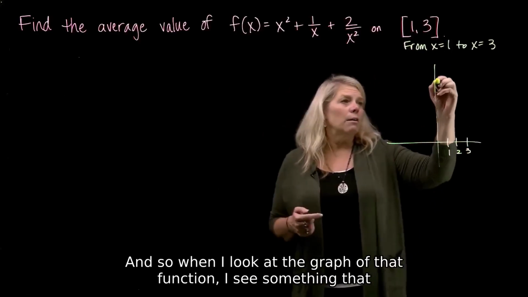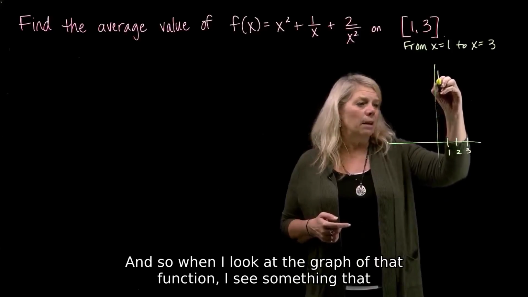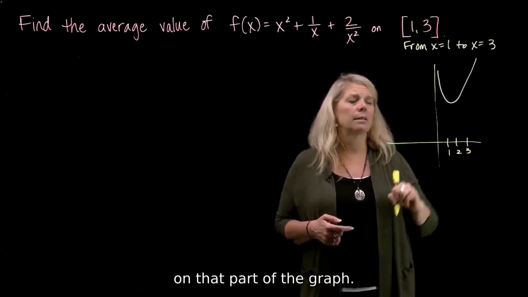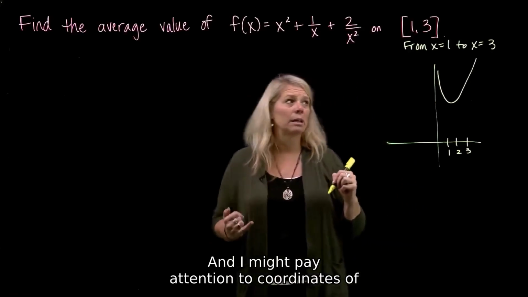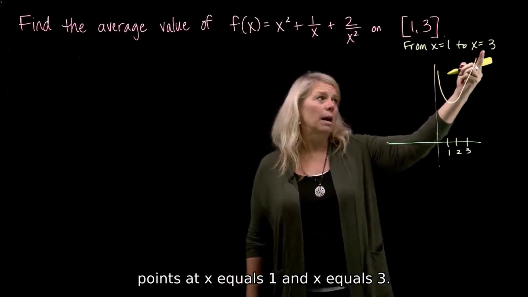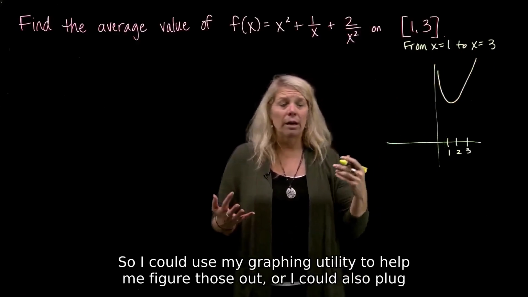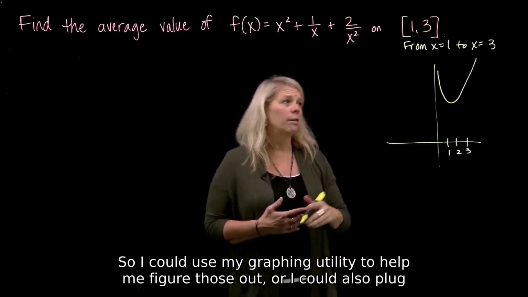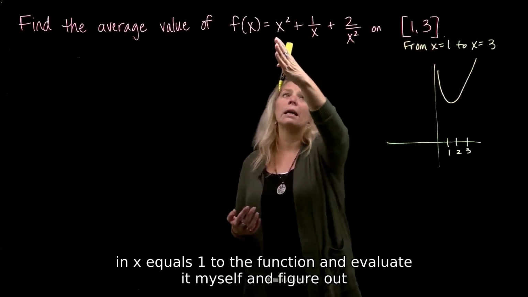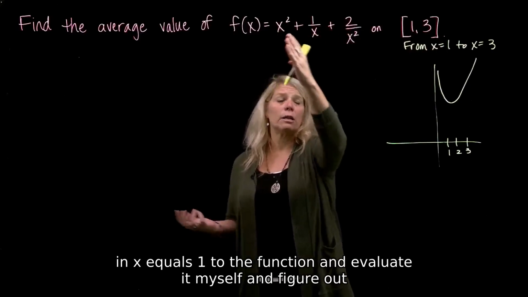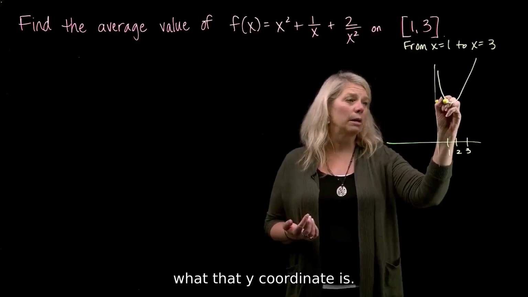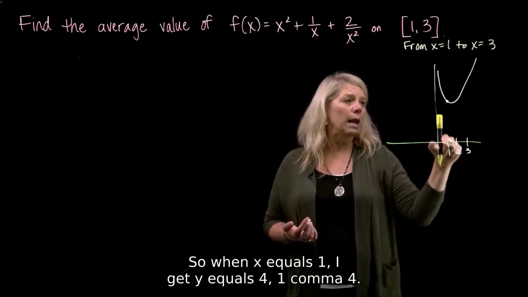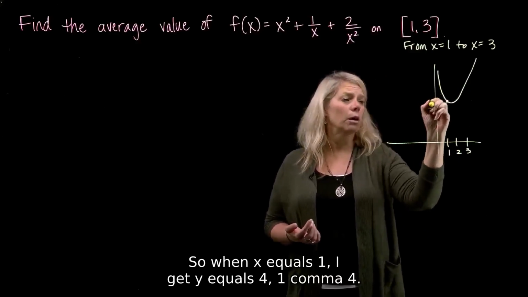And so when I look at the graph of that function, I see something that looks sort of like this on that part of the graph. And I might pay attention to coordinates of points at x equals 1 and x equals 3. So I could use my graphing utility to help me figure those out, or I could also plug x equals 1 into the function and evaluate it myself and figure out what that y coordinate is. So when x equals 1, I get y equals 4.